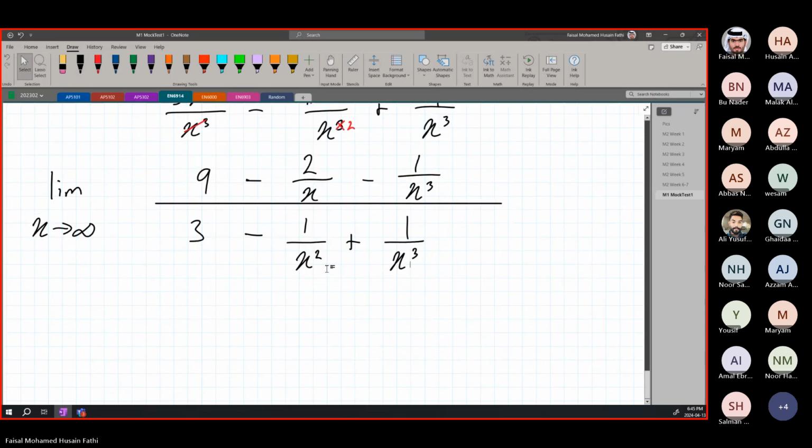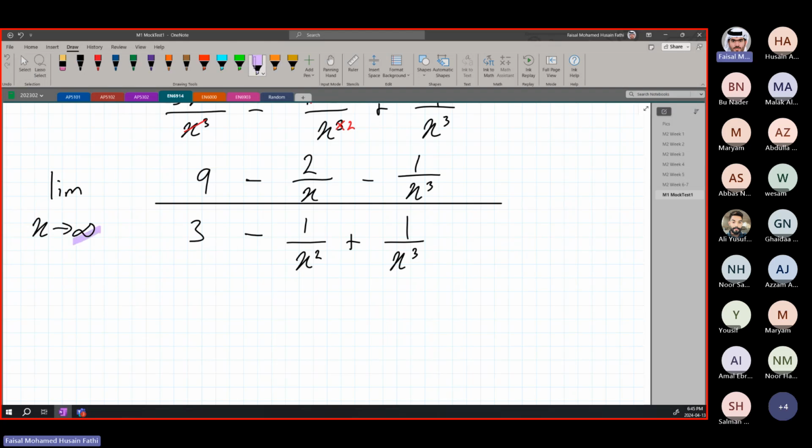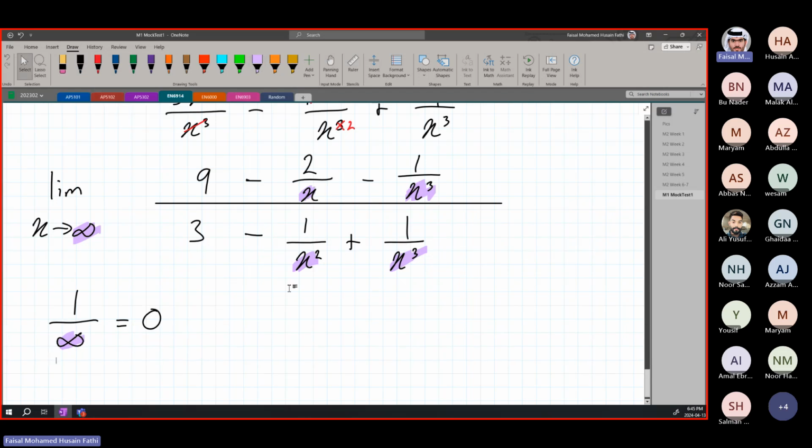Now, what are we going to do here now? We're just going to plug in this infinity and all the x values that we have. The whole idea was to achieve x's only in the denominators and nothing in the numerators. Why do we do it that way? The reason we do it this way is because we know that 1 over infinity is equal to 0. All right, remember this concept that 1 over infinity is going to be equal to 0.